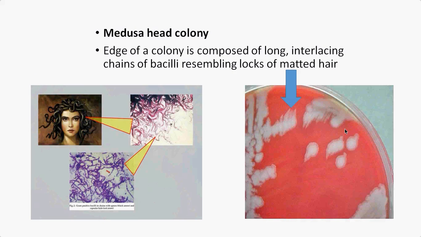And again, with a hand lens, you can see the edge of the colony is composed of long interlacing chains of bacilli, resembling locks of matted hair. If you see the edge of the colony, it looks like matted hair has been locked there. These are nothing but long chains of the bacilli itself. This feature is known as the Medusa head colony. So the Medusa head colony appearance on blood agar is the characteristic of this bacillus.